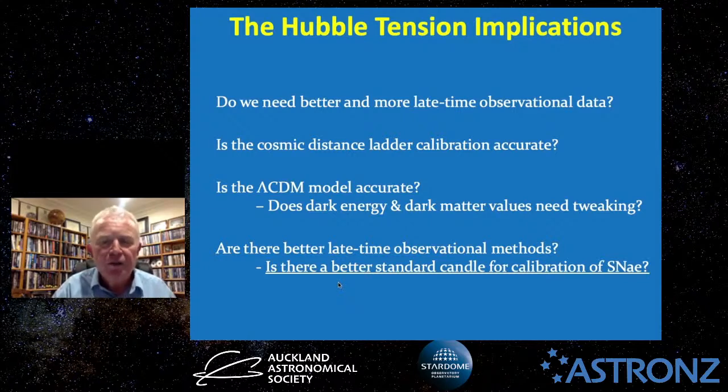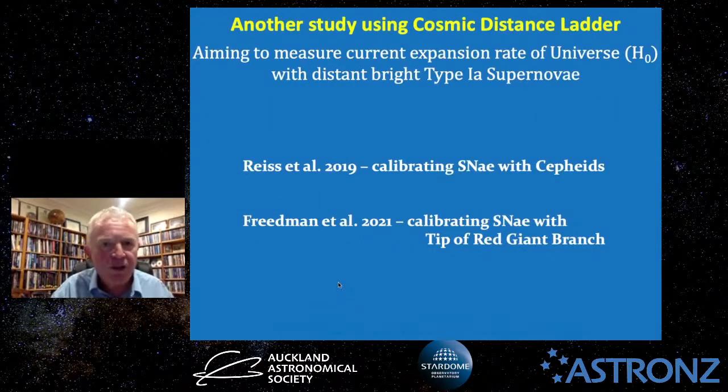In particular, as I mentioned, all those studies involving supernova type 1As were calibrated with Cepheid variables. Is there a better standard candle for calibrations of those supernovae type 1As? And the answer is, yeah, have a look at this. Here's another case study. So here was Riess and his friends in 2019. Wendy Freedman and her colleagues released a paper in 2021, except she calibrated the supernova type 1A with the tip of the red giant branch, a population of stars in a galaxy.